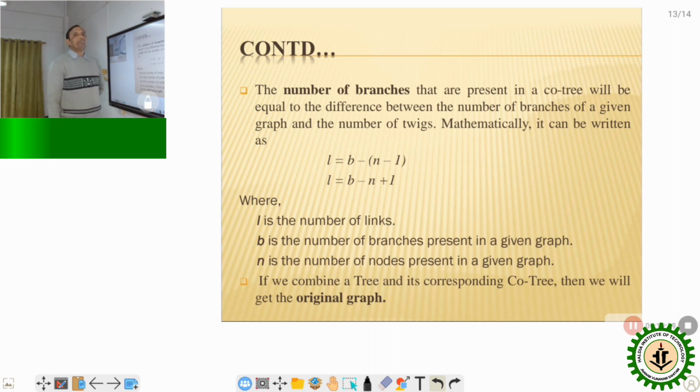So what is the number of nodes of the original graph? 4. So N equals 4. That means N minus 1 is 3. And for B, the value is 6 for this original graph. So 6 minus 3 is 3. That means L equals B minus N plus 1. So B equals 6, N equals 4. So 6 minus 4 is 2, plus 1. That means 3. So the number of links present in the core tree for this type of graph is 3.